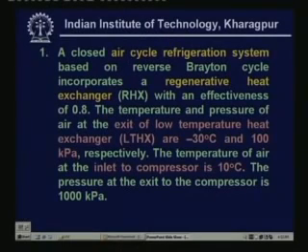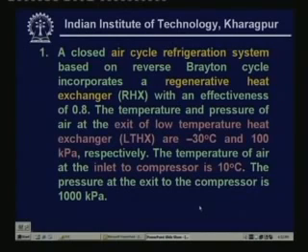The problem statement is like this: a closed air cycle refrigeration system based on reverse Brayton cycle incorporates a regenerative heat exchanger which has an effectiveness of 0.8. The temperature and pressure of air at the exit of low temperature heat exchanger are -30 degrees centigrade and 100 kilopascal respectively, and the temperature of air at the inlet to compressor is 10 degrees centigrade, and the pressure at the exit to the compressor is 1000 kilopascals. This is the problem statement. It is a simple air cycle refrigeration system.